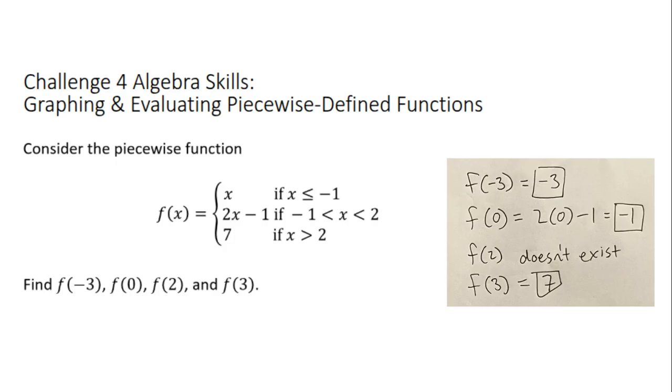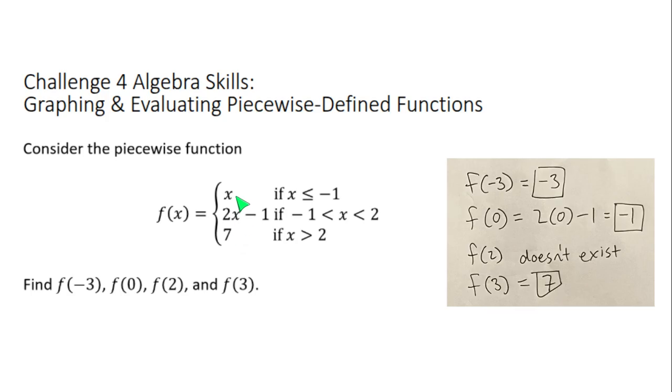Okay, so let's work with this function here. We're just going to evaluate with piecewise functions, okay? We're going to find f of opposite 3, f of 0, f of 2, and f of 3. First off, what precisely am I finding? Well, this is the function f of x. Depending on what the x value is, that's going to depend on what piece of the function I use.